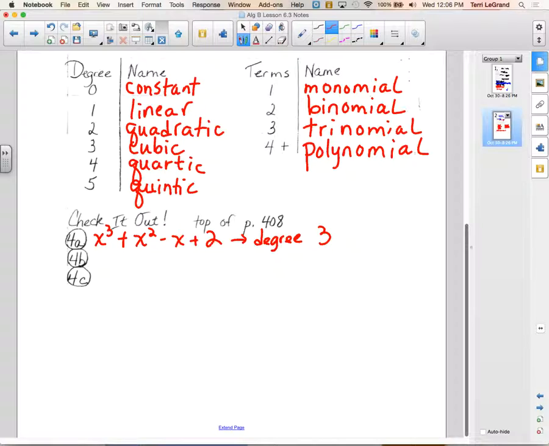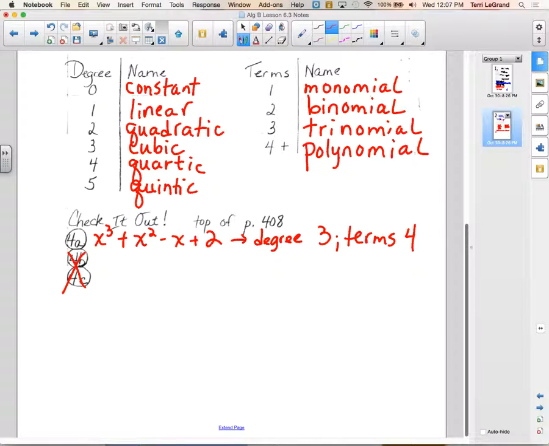The degree is the exponent on the leading term. How many terms does it have? It has 4 terms. Did I leave you enough room to do all this? Not really. Okay. So I might have to cross these out and move down, but you do what you can. So what's its name?